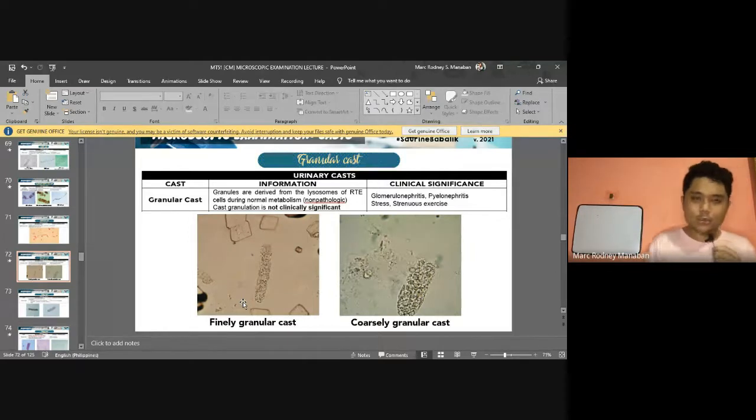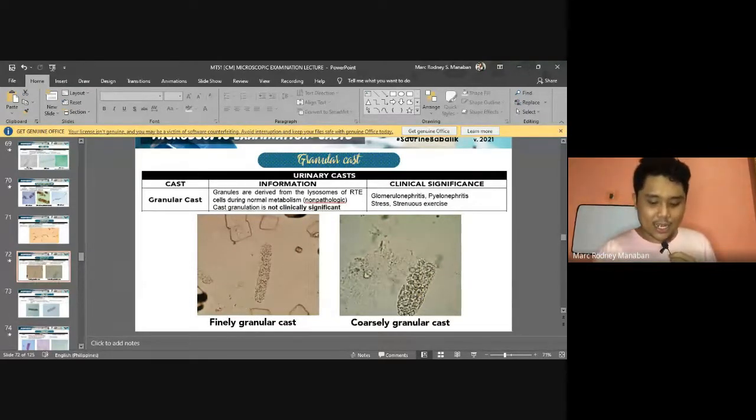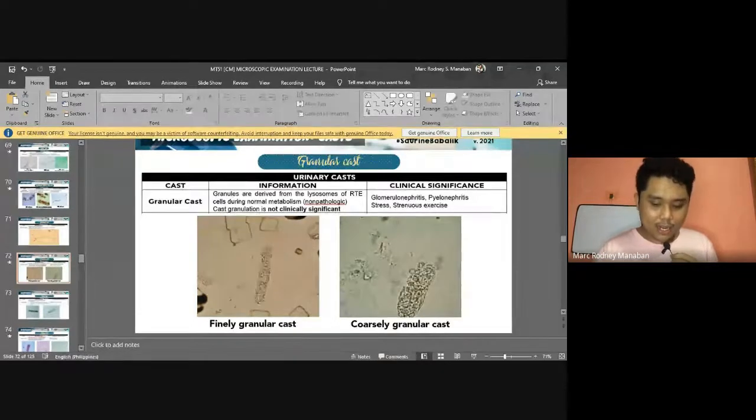It could induce the formation of granules and the formation of casts. Okay? All right. So that's for finely granular and the granular casts.